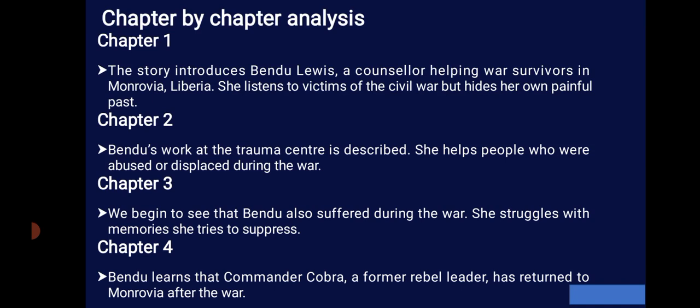Chapter 2, you have on your screen: Bendu's work at the trauma center is described. She helps people who were abused or displaced during the war. So that's the summary of chapter 2. Now, chapter 2 begins the quest for justice and the burden of leadership. The narrative shifts from Bendu's family or the general to another very important government official, Moses Vani. And Moses Vani worked with the Liberian political and legal system, a politician and a lawyer.